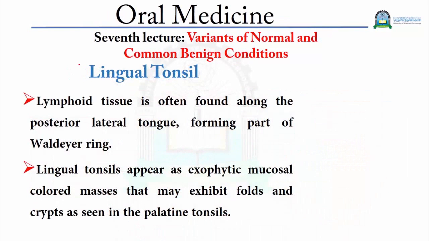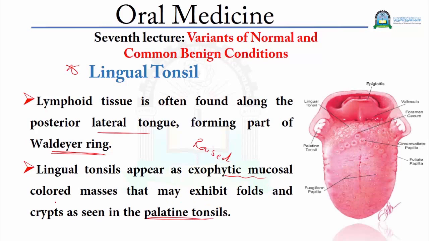Lingual tonsils are also one of the normal variants of the tissue. As we know, lymphoid tissue is often found along the posterior lateral tongue, forming part of Waldeyer's ring. Waldeyer's ring is a pharyngeal lymphoid ring. Lingual tonsils appear as exophytic mucosal colored masses, exophytic, so it is raised, and they may exhibit folds and crypts as seen in the palatine tonsils.